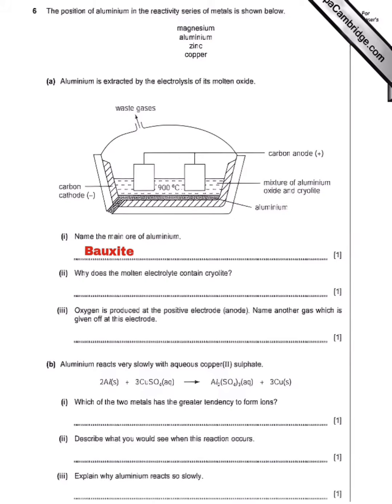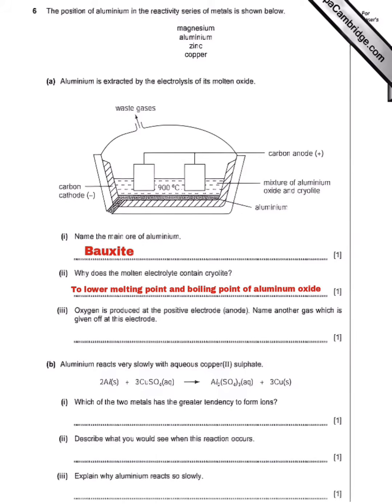The reason why they put cryolite during the extraction of aluminium from aluminium oxide is to lower the melting point and the boiling point. If you say to lower the boiling point and melting point, it is wrong, okay? Start with the melting point and end with the boiling point. So it is just to lower the melting point and the boiling point of aluminium oxide.